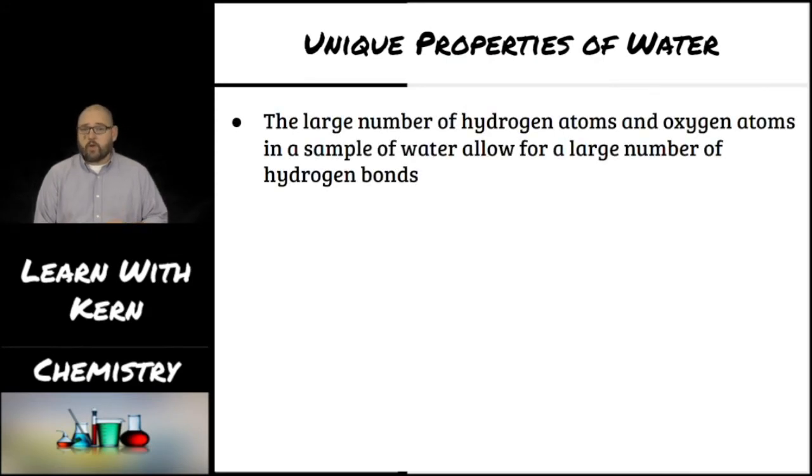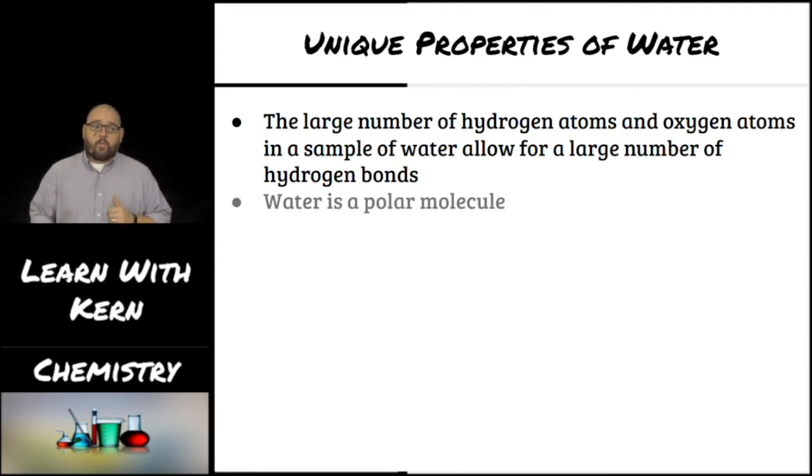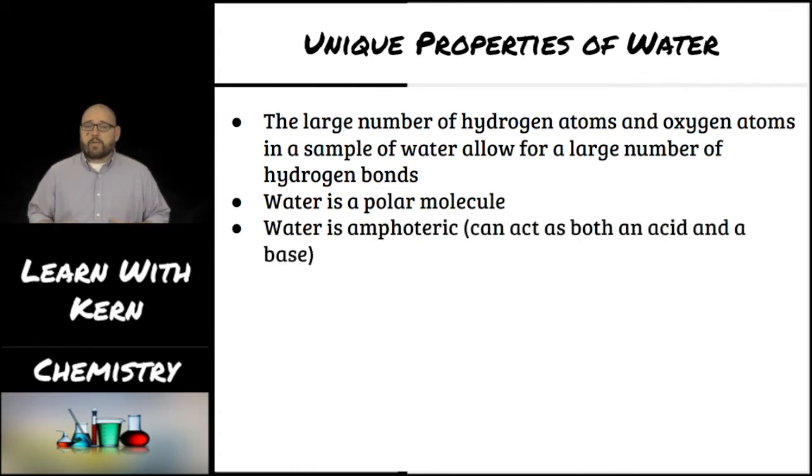So first off, the large number of hydrogen atoms and oxygen atoms in a sample of water allow for a large number of hydrogen bonds. We'll talk about what a hydrogen bond is in just a few minutes. Water is also a polar molecule. It has a positive side and a negative side. Water is amphoteric. That's a property that says that it can act as both an acid and a base. And we'll talk about acids and bases in a few future videos.